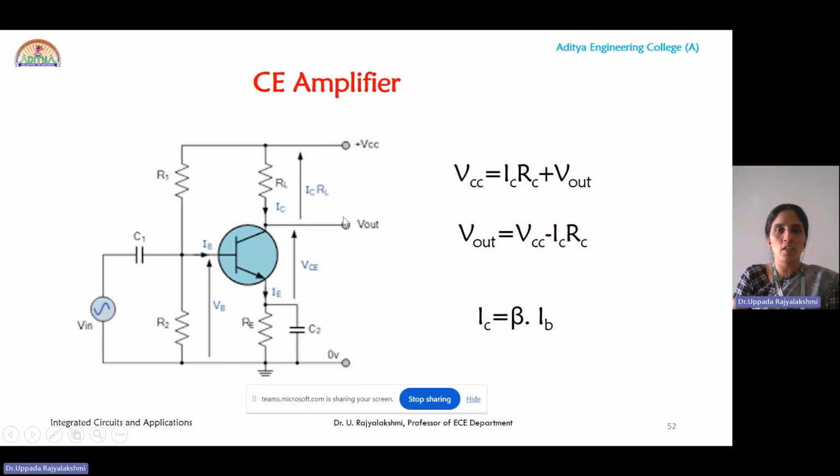If you measure the V out, the output voltage of CE amplifier, V out can be analyzed as VCC minus IC RC, where IC is the current flowing through the resistor RC. And here beta represents the current gain of CE amplifier. Usually beta value is very high.